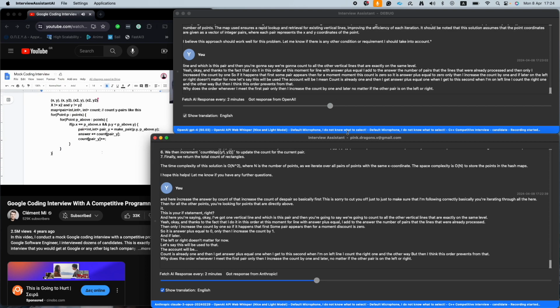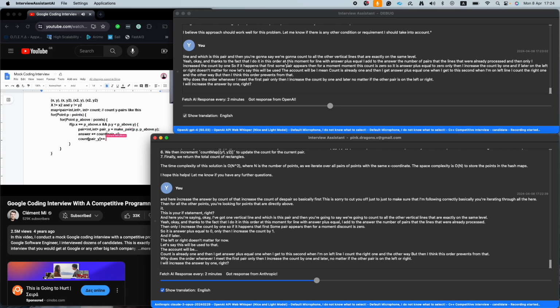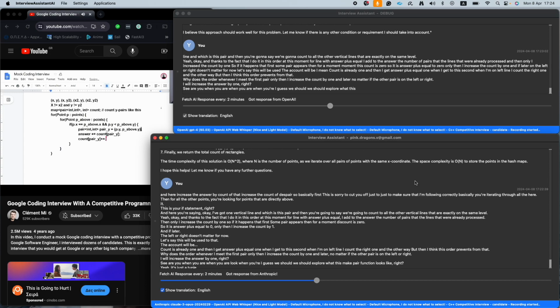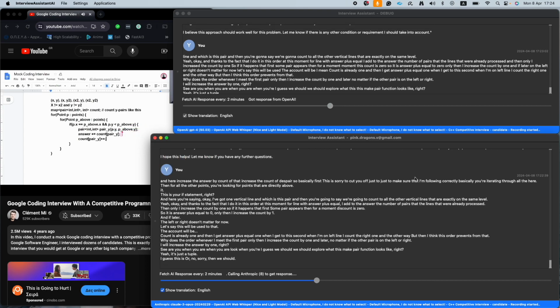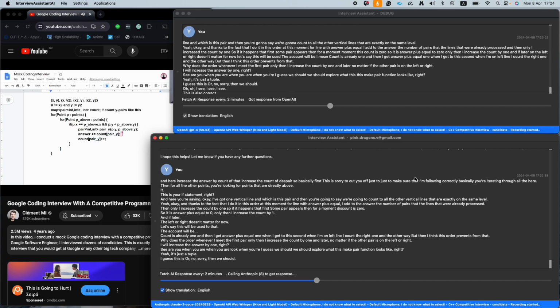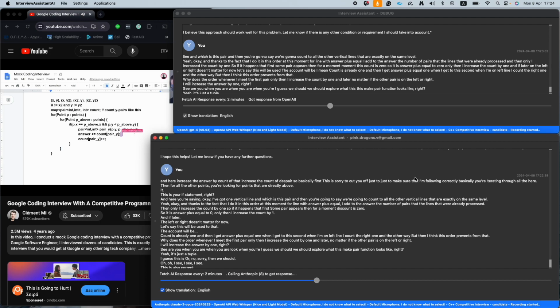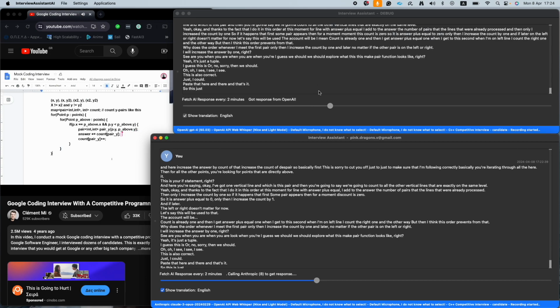I see. I guess we should explore what this make pair function looks like, right? Yeah, it's just a tuple. I see. This is also correct. I could paste that here and there, and that's it. So it's just not to repeat code. Right. Okay. So keep going from here then.